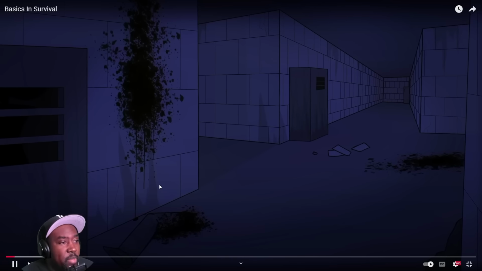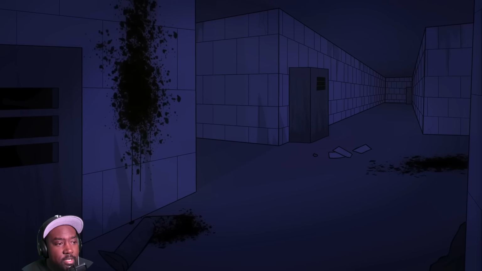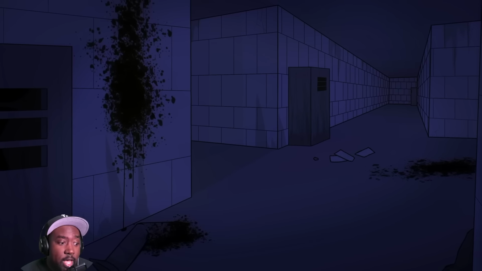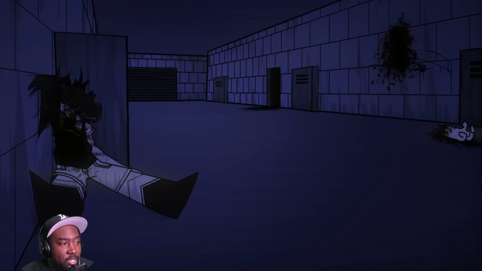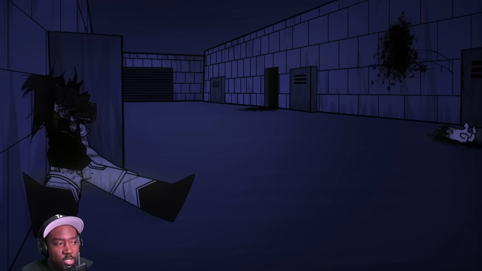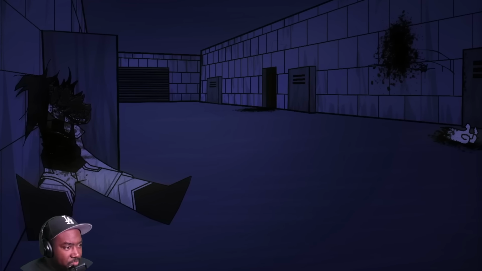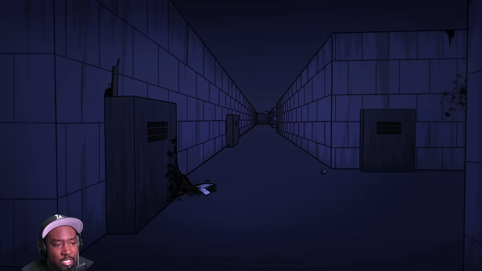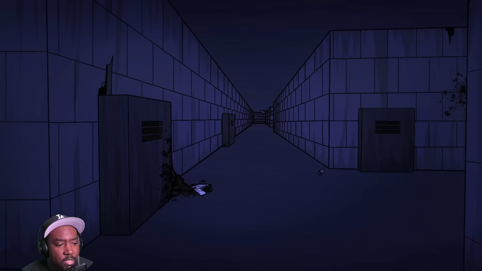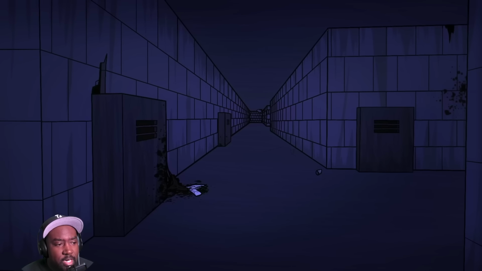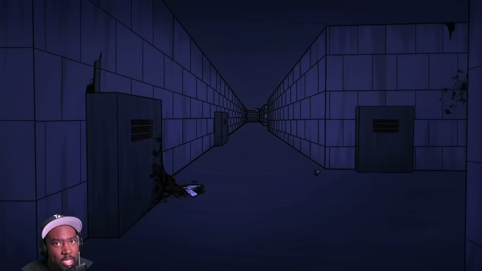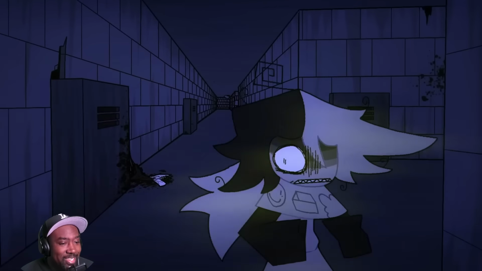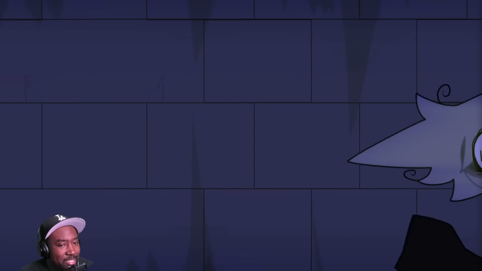All right, so this is the basics in survival. I'm assuming this is blood on the walls. And there's a leg, so yeah, obviously this is blood. Okay, yeah. So I think we know what's going on here. I think this may be what happened after Alice came through. Man, she really ripped people up in here, huh? I don't know why this is called basics in survival. It doesn't look like anybody survived. Never mind. There's Zip, looking quite afraid.